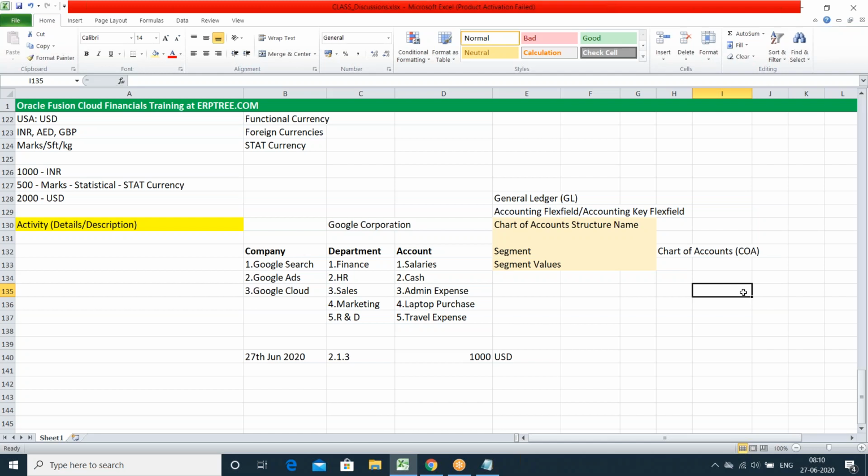How can you create the chart of accounts? First we have to provide the chart of account structure name, then we have to create the segments. Within the segment we have to create the segment values. So this is what you have to understand.